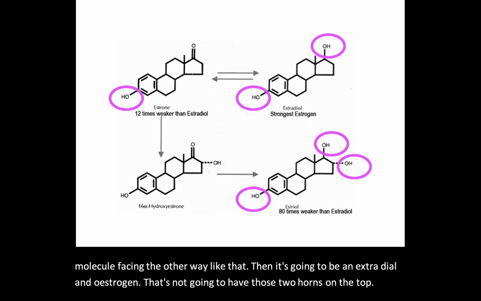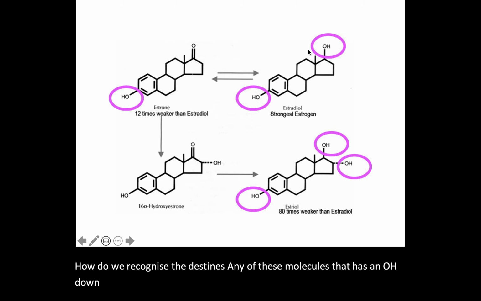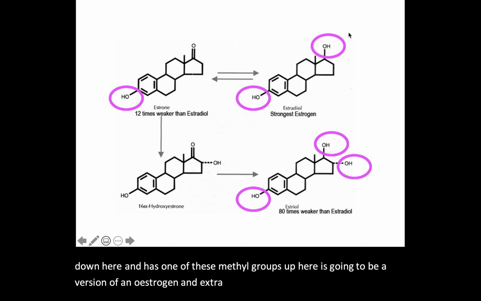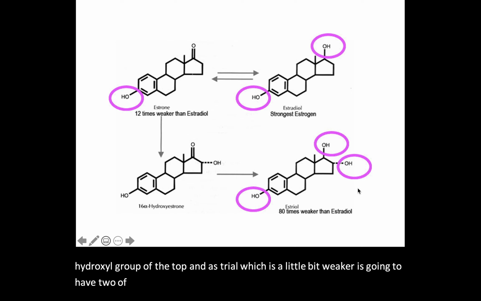So, how do we recognize those estrogens? Well, any of these molecules that has an OH down here and has one of these methyl groups up here is going to be a version of an estrogen. And estradiol is this particular version with the one hydroxyl group at the top. And estriol, which is a little bit weaker, is going to have two of these hydroxyl groups up here.